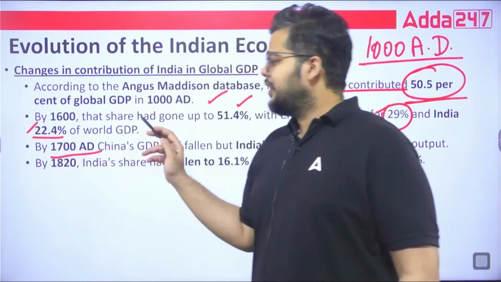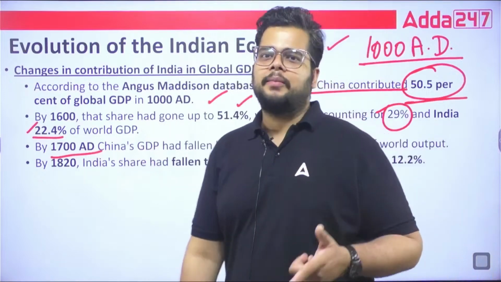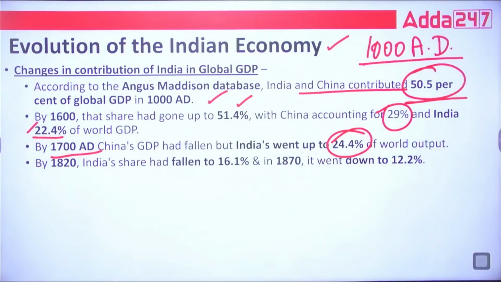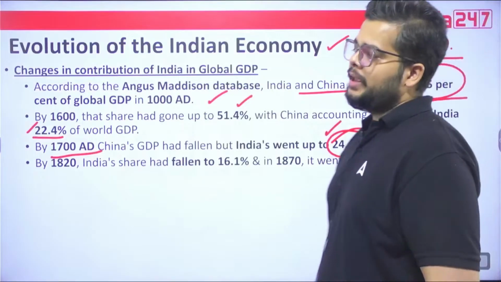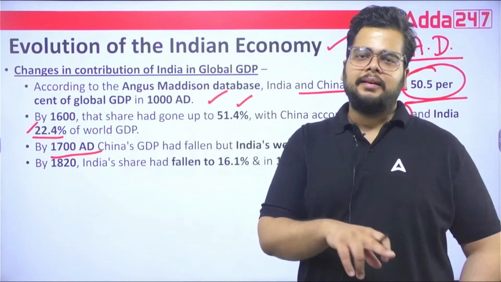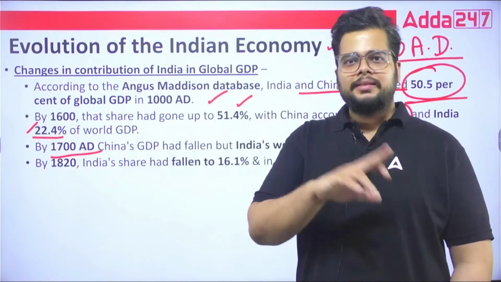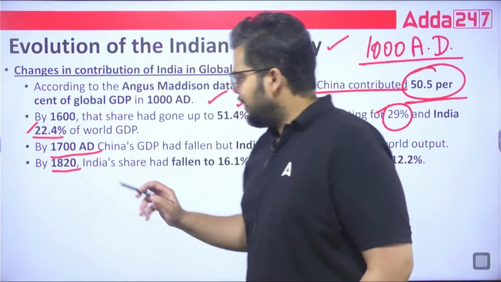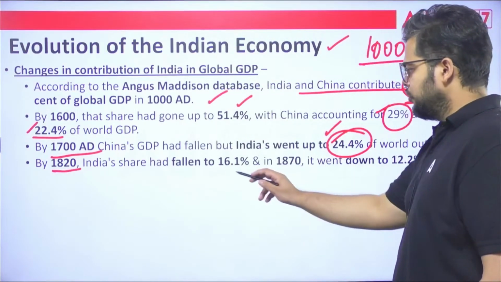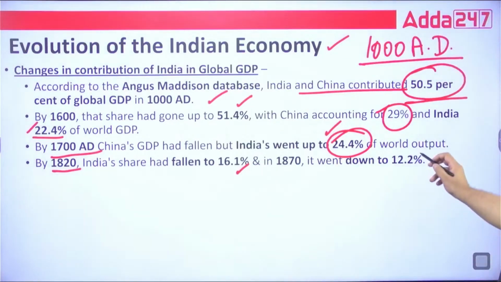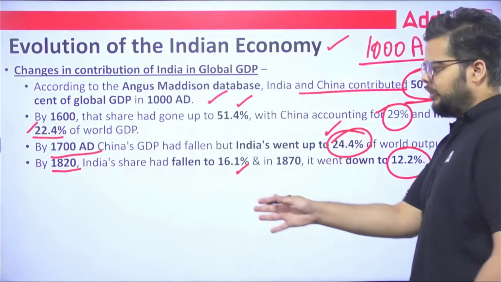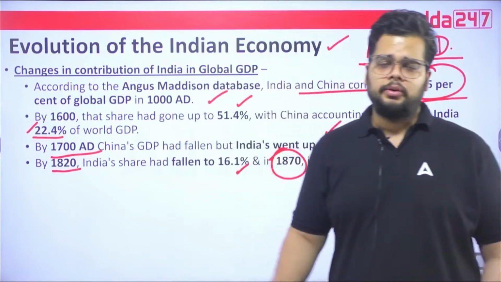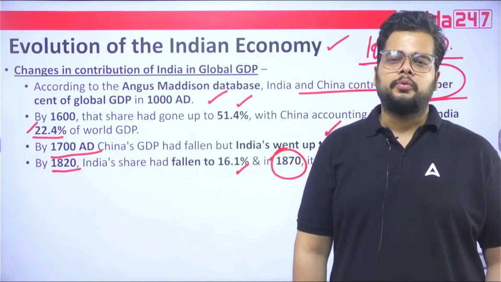So definitely in 1700 AD we will see an increase in this number, and from 22.4% it will jump to 24.4%. So India's GDP will be growing in between 1600 AD to 1700 AD. But in the same timeline, China's economy will be having a slowdown. By 1820, India's share had fallen to 16.1%, and 1870 it went down to 12.2%, and further after that the number will slow down. It will be lower as compared to the other numbers.